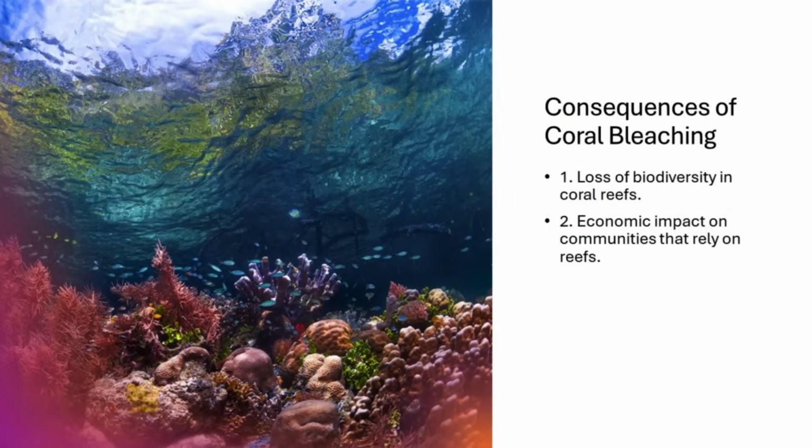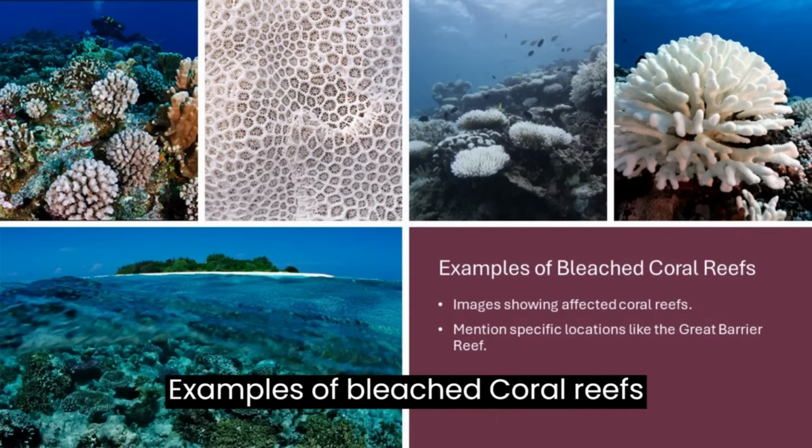Consequences of coral bleaching. Now, let's explore the consequences. Coral bleaching results in a loss of biodiversity within coral reefs, disrupting the delicate balance of marine ecosystems. The economic impact is profound, affecting communities that rely on healthy reefs for fisheries, tourism, and coastal protection. The consequences of coral bleaching are not isolated, they ripple across the globe, underscoring the urgent need for conservation efforts to preserve these vital ecosystems.